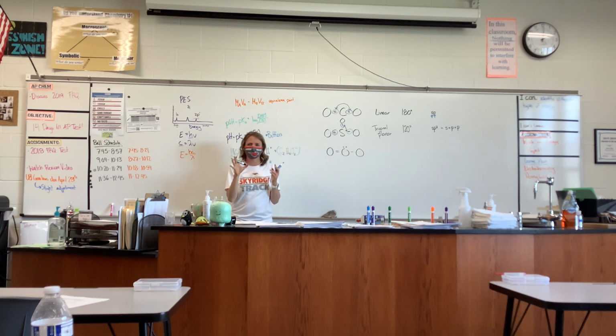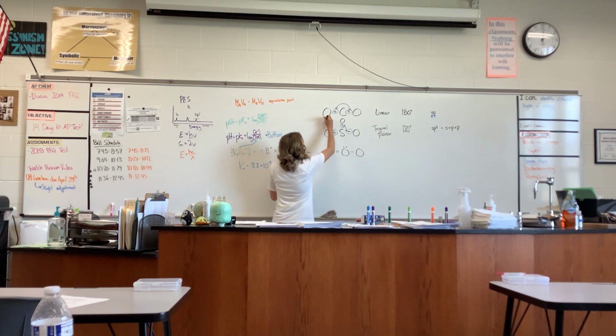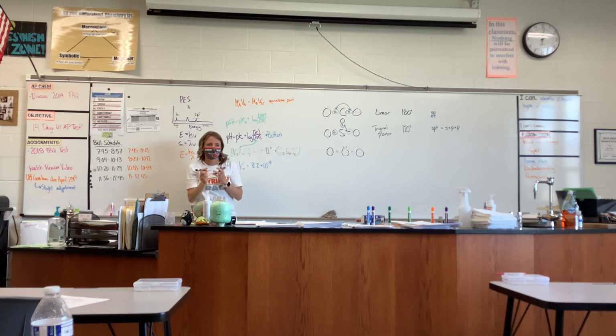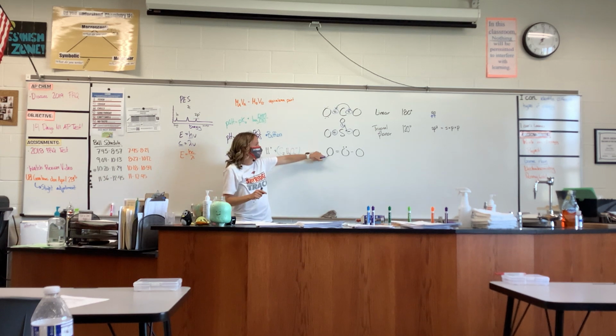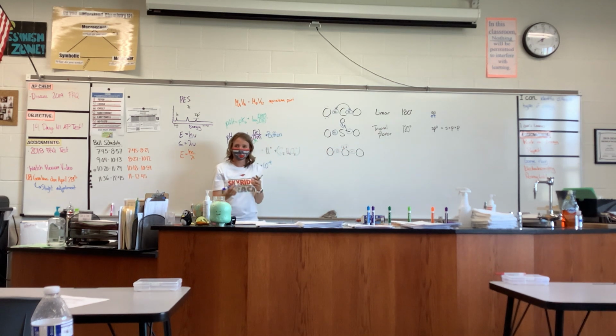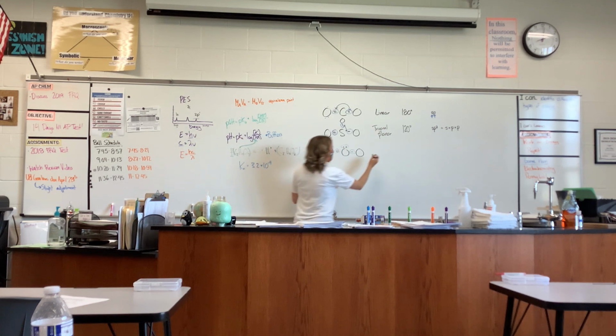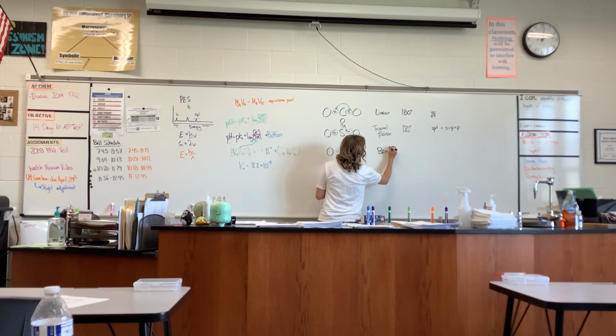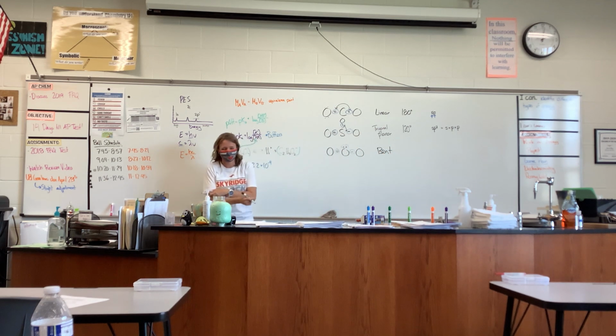Okay, now in my pictures for simplicity, I'm not drawing lone pairs on the outside. Obviously those are there, but I'm not drawing them because they don't matter for geometry's sake. If this is my structure, I still have 1, 2, 3 domains, but now it's bent. What a dumb name.